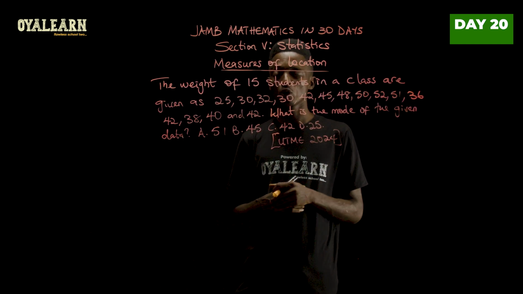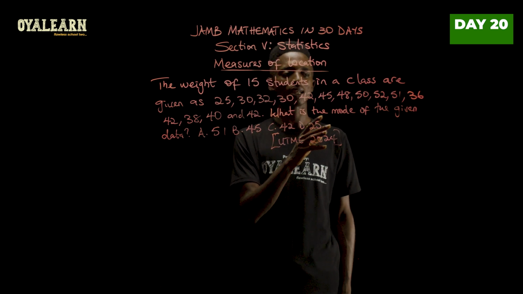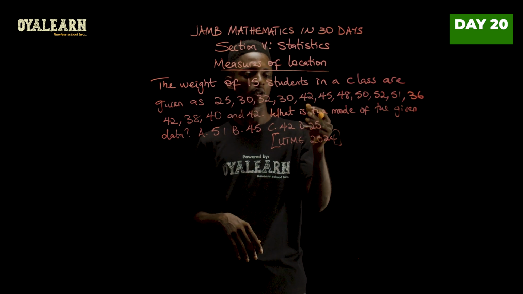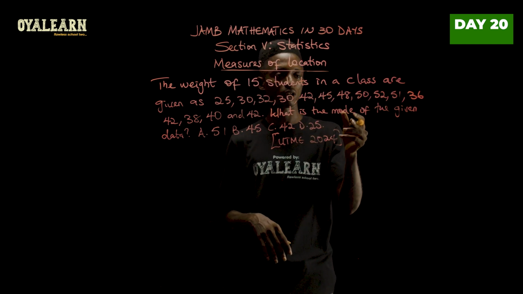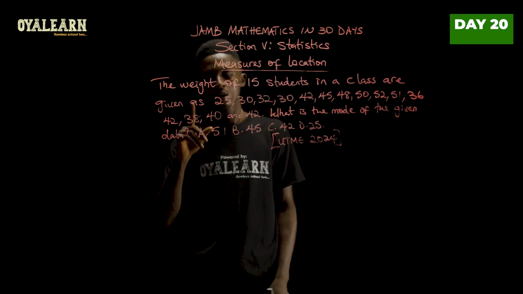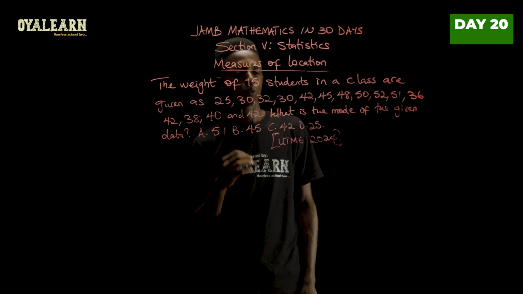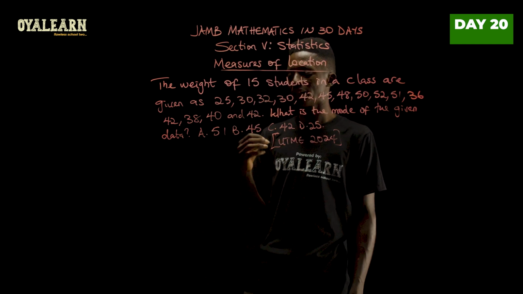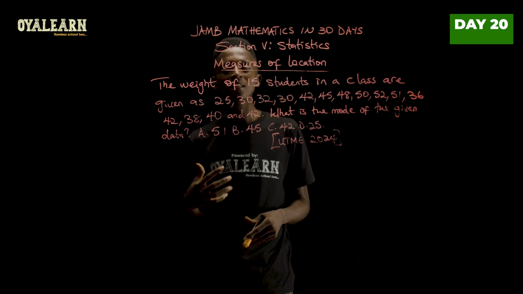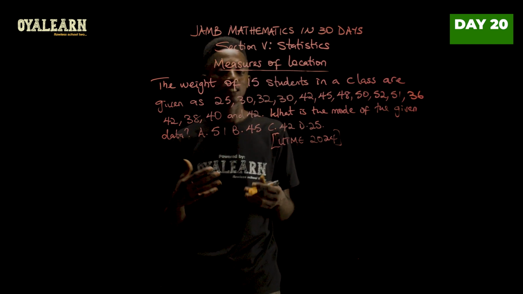In this question from UTME 2024, we're told that the weights of 15 students in the class are given as 25, 30, 32, 30, 42, 45, 30, 48, 50, 52, 51, 36, 42, 38, 40, and 42. And we're asked, what is the mode of the given data? Now, what we have to do here is to see how many times each of these numbers occur, and then the highest occurring one would be the mode.